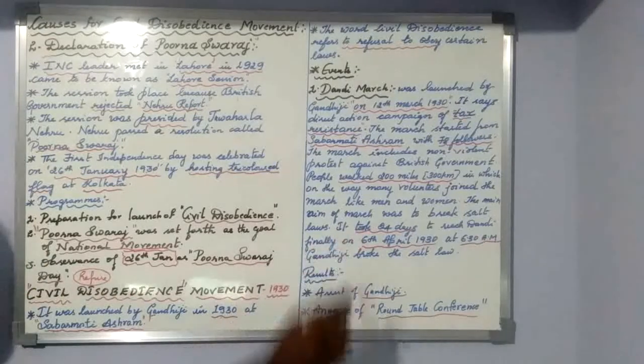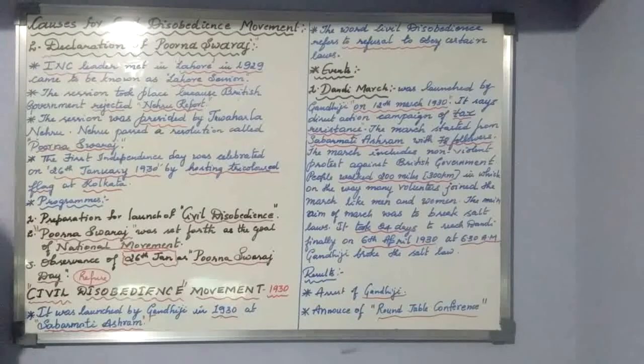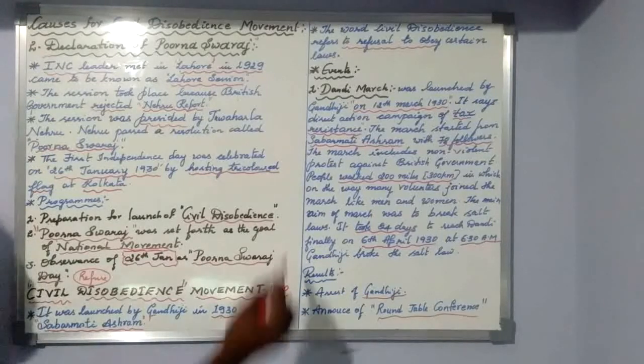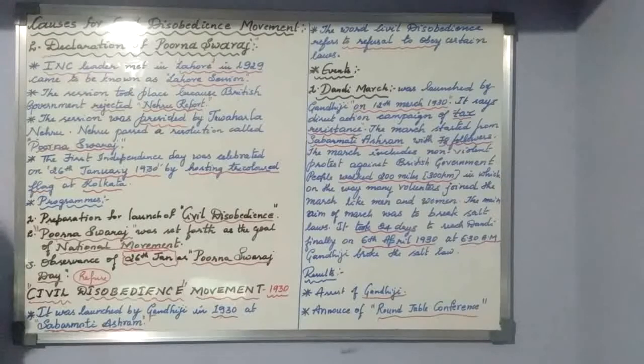Breaking the salt law without the permission of the British government was an offense. That is the reason that when Gandhiji broke the salt law, he was arrested and taken to prison. That was the result of the Dandi March. Then, the announcement of the round table conference was the second result. After the Dandi March and Gandhiji's arrest, the round table conference was announced in India, where three round table conferences took place.